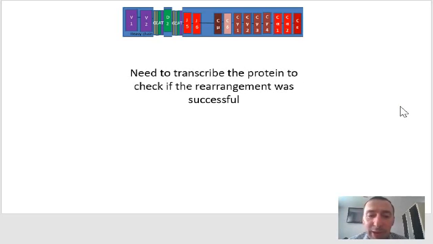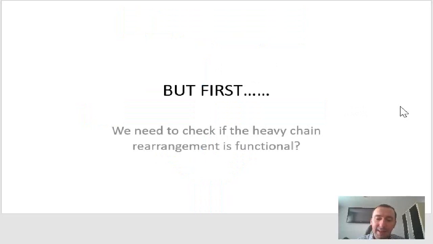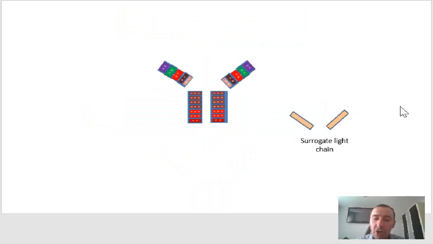So then what happens is we need to check if this heavy chain rearrangement has worked. And the way it does this is it will transcribe the gene into messenger RNA and subsequently into a protein product. Okay, it'll splice out any unwanted regions and produce a heavy chain protein. And that heavy chain protein is then attached to a surrogate light chain. Okay, and the reason it's attached to a surrogate light chain is it just wants to test if the heavy chain has the ability to be functional.